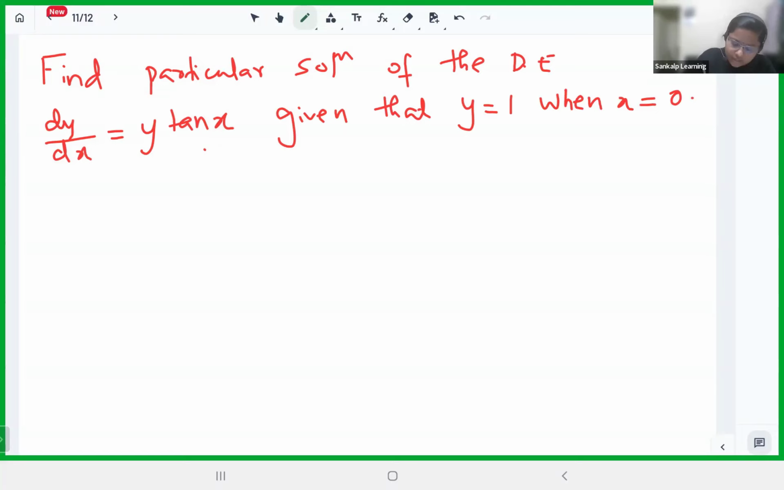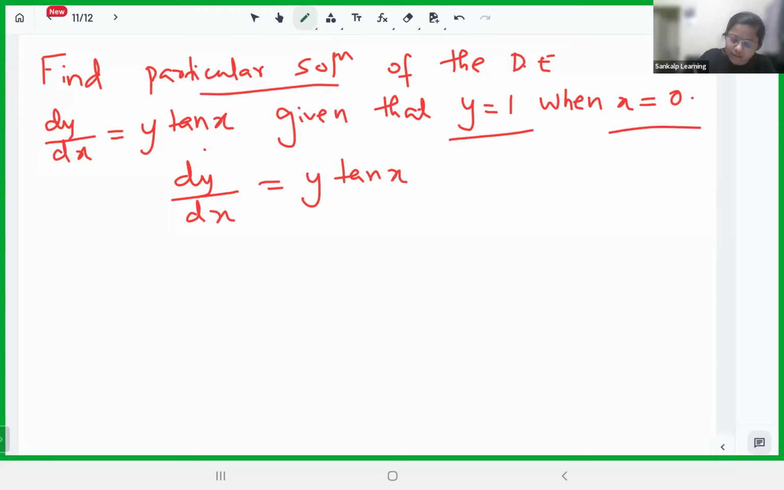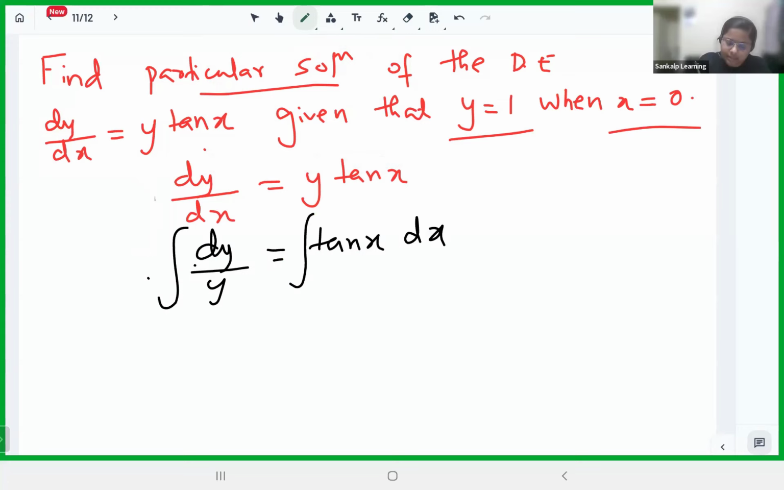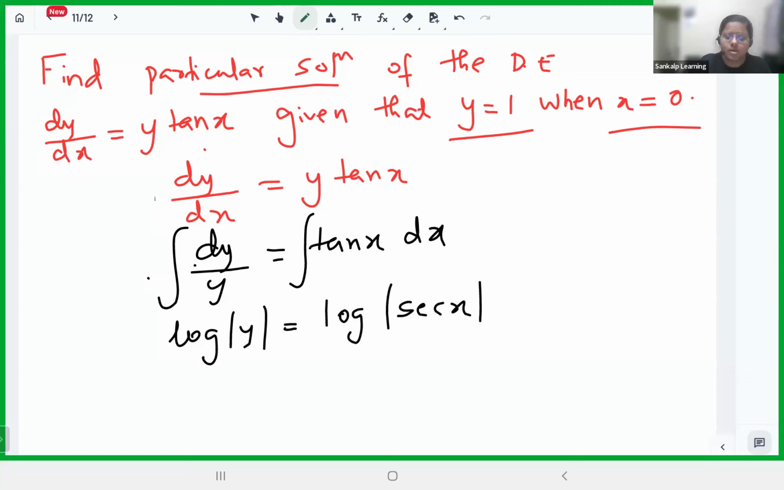Okay, so the differential equation is dy by dx is equal to y into tan x. You have to find out the particular solution when y equal to 1 and x equal to 0. So dy by dx equal to y tan x. What you have to do is first separate this into variable separable form, right? So this is dy by y equal to tan x into dx. Now you can take integral on both sides, right? If you take integral, this one will be log mod y equal to log mod sec x, since the integral of tan x is log mod sec x.